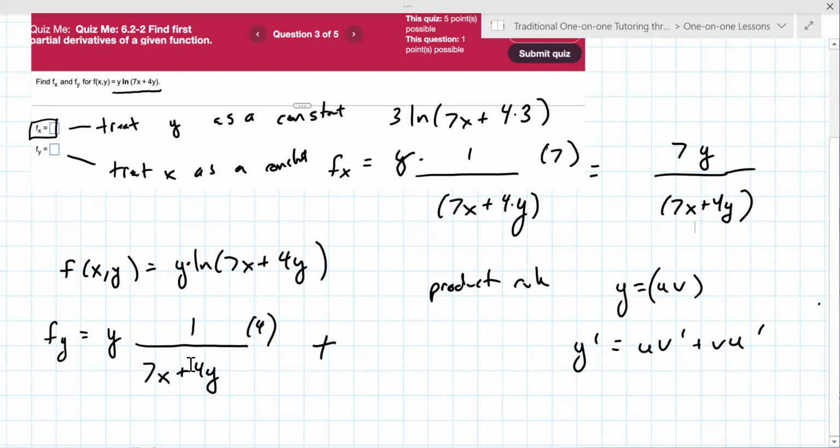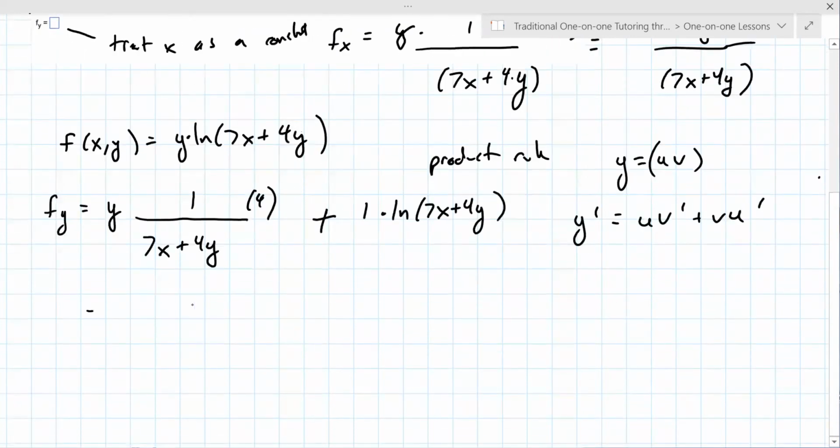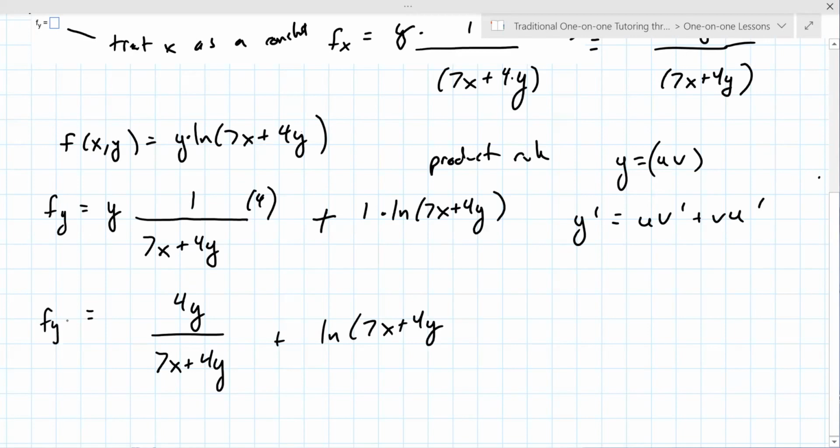Okay, so now we've done this u v prime. So next is, what's the derivative of y? The derivative of y is just 1, and then you keep the next part here. So it's simplified here: 4y over 7x plus 4y plus natural log 7x plus 4y. Close parenthesis.